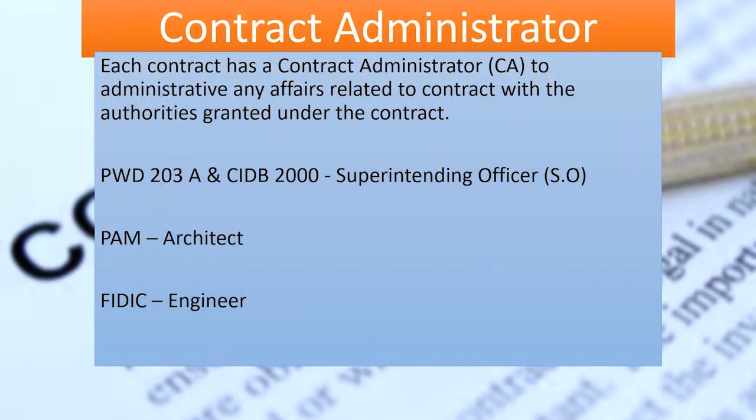Each contract is required to appoint a contract administrator (CA) to administer any affairs related to the contract with the authorities granted under the contract. For PWD 203A and CIDB 2000, it is required to appoint a superintending officer or SO as a CA for the contract. While for the PAM contract, it is required to appoint an architect as a CA. For FIDIC, it is required to appoint an engineer as a CA to administer the contract.